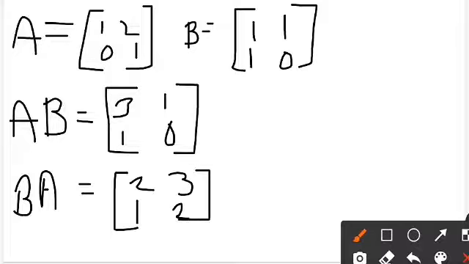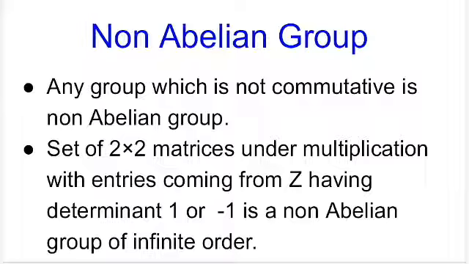So friends, we can see that AB is not equal to BA, and so we can say that these both are not commuting with each other, and so the commutative property is not being satisfied. So we can say that the set of 2 by 2 matrices under multiplication operation with entries coming from integers having determinant plus or minus 1 is a non-abelian group of infinite order because they are not satisfying the commutative property.